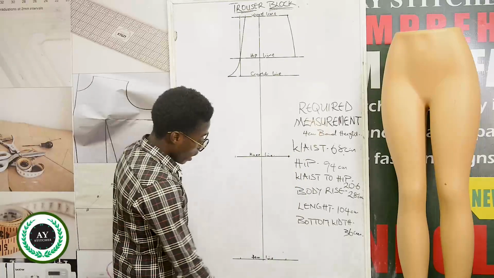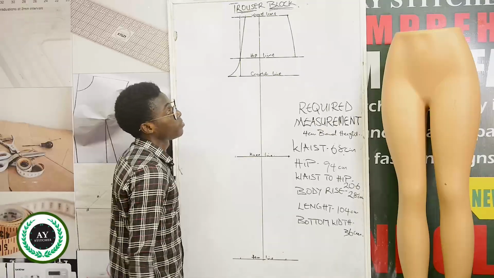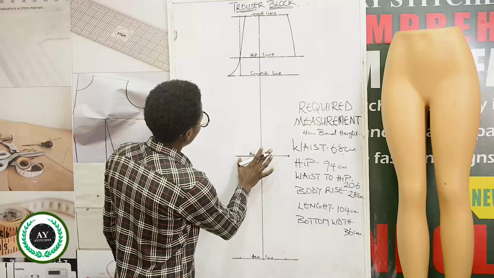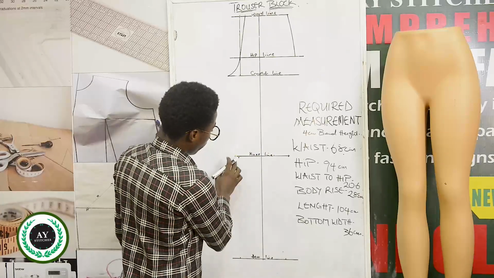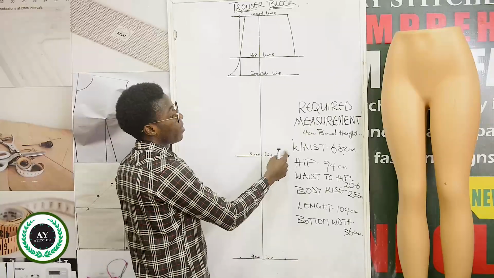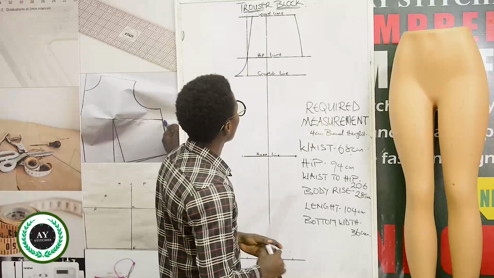Okay, so now that we have what? The M point, we also have the knee point. So all we just need to do is to connect the knee point all the way back to the crotch. Then from the knee point all the way back to the M line. Then also here, from the knee point all the way back to the hip point.